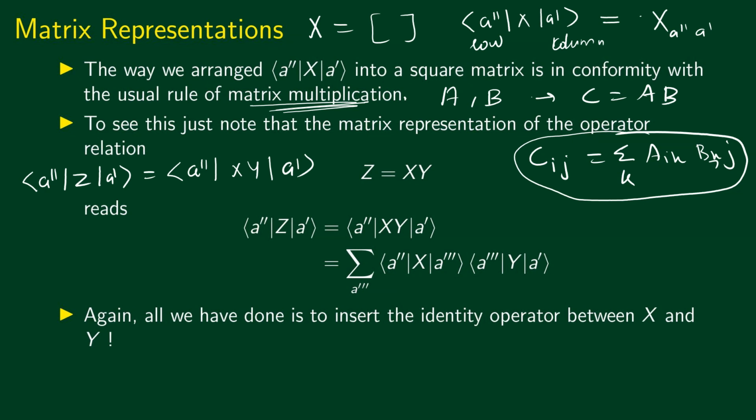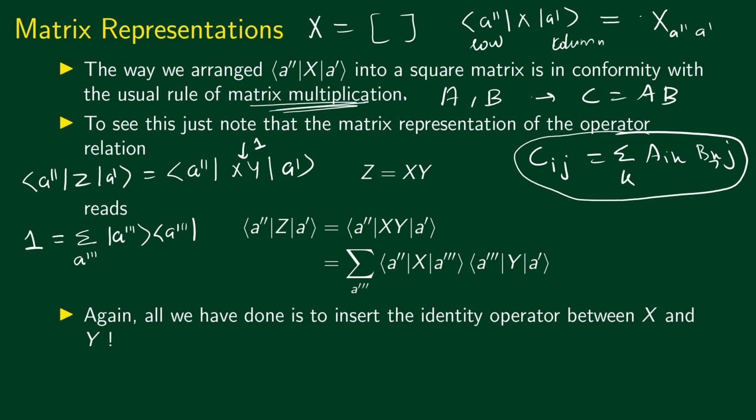Now, as we have learned to do, we'll introduce an identity operator here. I'll introduce an identity operator of this form: the identity operator is equal to the sum over a triple prime of ket a triple prime bra a triple prime. This is the identity operator that I'm going to insert here.